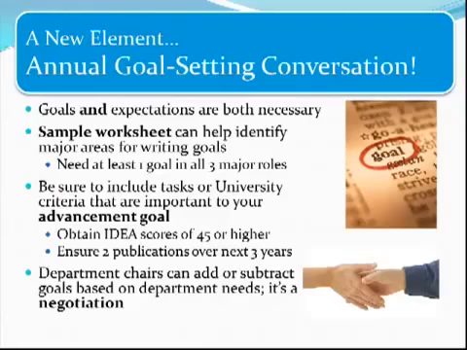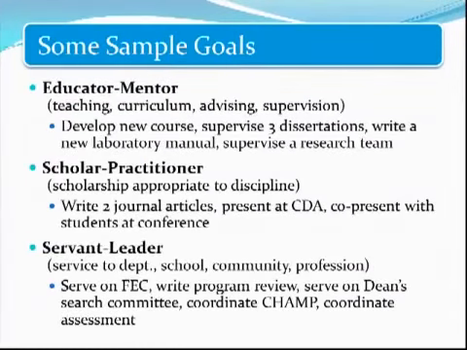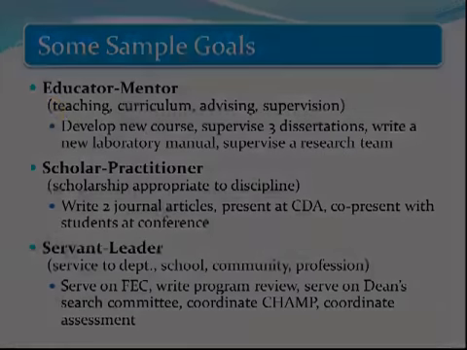Keep in mind that once the chair and dean sign off, the approval will be dated. You will have 30 days to check and appeal if it doesn't align with what you understood to be the agreement during the meeting. I will now be quiet for a moment, or you can press pause so you can read through some sample goals. Note that these are organized by the 3 faculty roles: educator-mentor, scholar-practitioner, and servant-leader. And also note that in parentheses are listed the various focuses within each role.